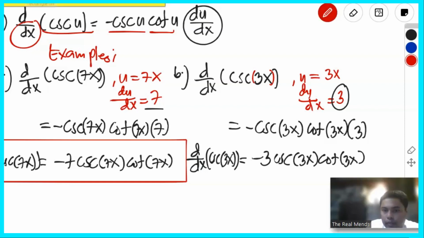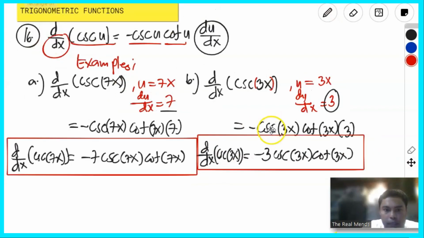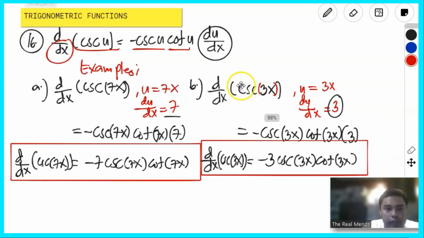Okay, so that's how you're going to solve for the various problems involving algebraic, exponential, logarithmic, or trigonometric functions. Okay, so that's the basic fundamentals if you solve differential calculus. So to continue, we have other formulas like inverse trigonometric or hyperbolic functions. So that will be for the next session.